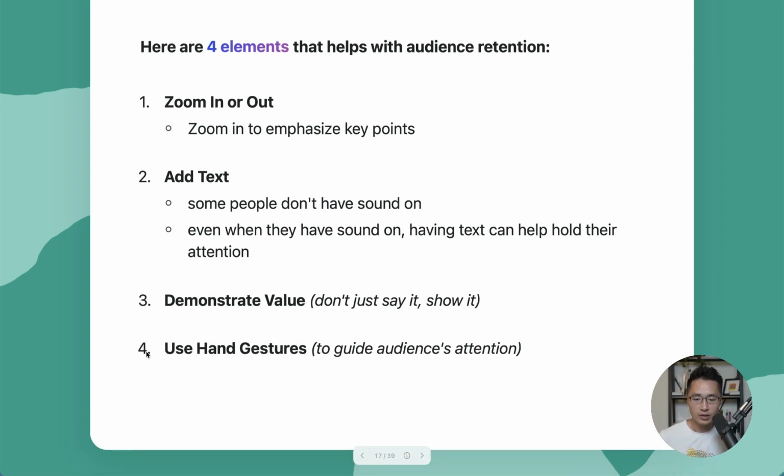And the last one is to use hand gestures. And we are going to talk more about this in the call to action section. But the purpose of this is to be able to guide the audience attention to certain key points or things that you're describing on screen. It's very effective when it comes down to guiding your audience attention.